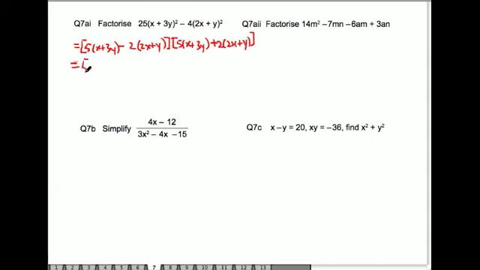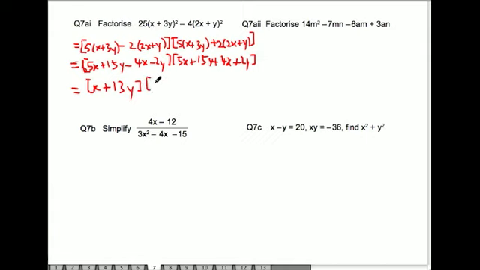Now we simplify it. We have 5x plus 15y minus 4x minus 2y. On this side, 5x plus 15y plus 4x plus 2y. And simplifying it further, we have x plus 13y, and on this side we have 9x plus 17y.